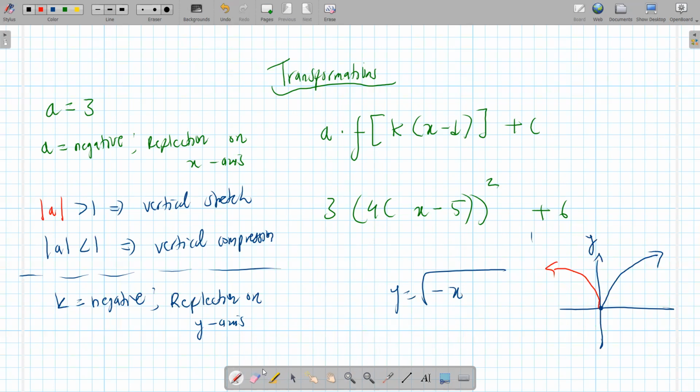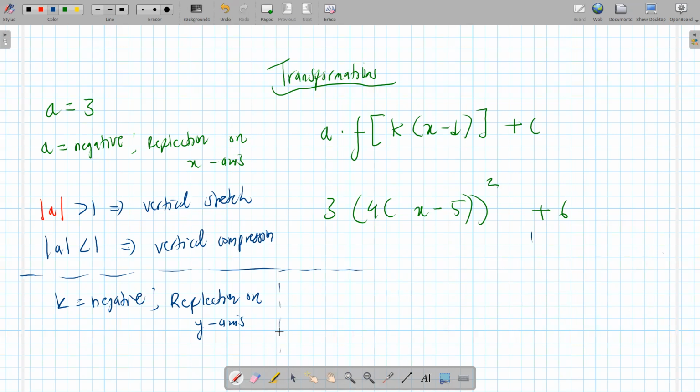Did you understand this? K is negative? Yep. Now let's look at this one. Now this one's going to be a little bit confusing. K is also the stretch factor, stretch or compression, but it's the horizontal one. But the way it works is the opposite way. What do I mean by that? If the absolute value of k is bigger than 1, you would expect it to be a stretch, but instead of being a stretch, it's a horizontal compression.